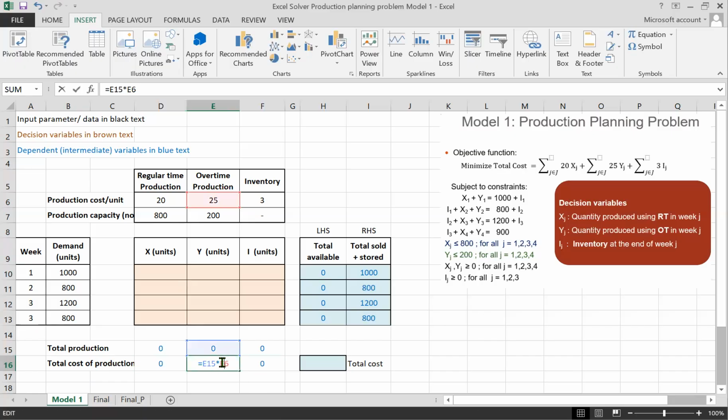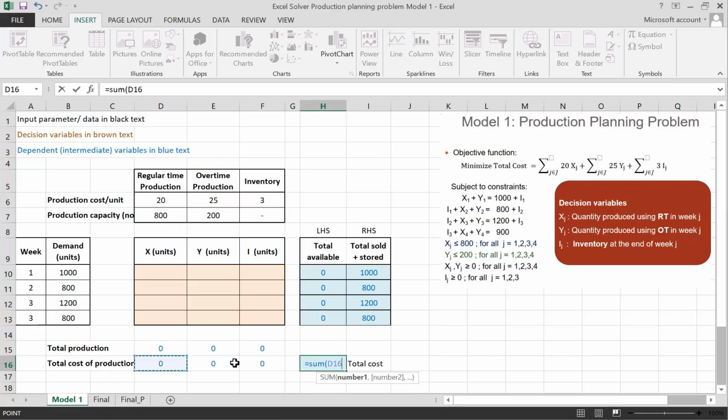So the second term here, the second cell, is the second term in the objective function, the total cost of overtime production. Similarly, the third term here is the total cost of inventory. Now, knowing all three components, we can calculate the total cost, which is the summation of all these three costs.